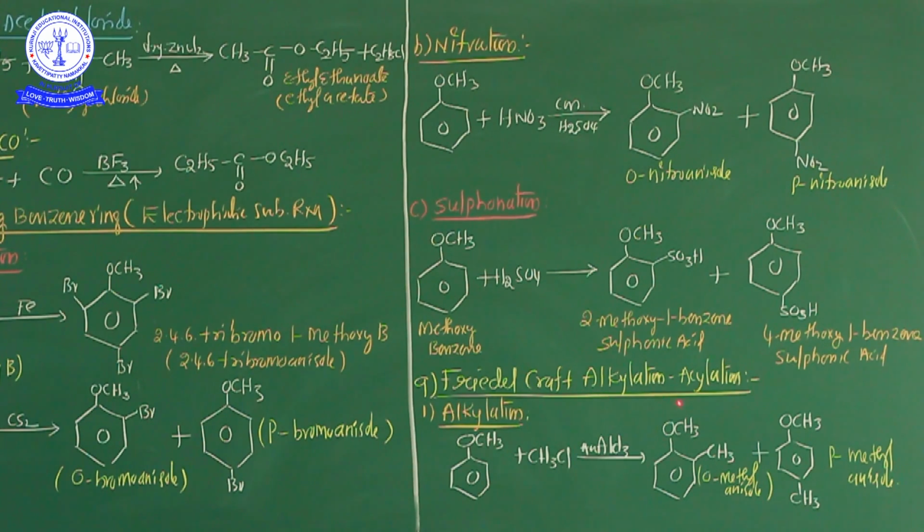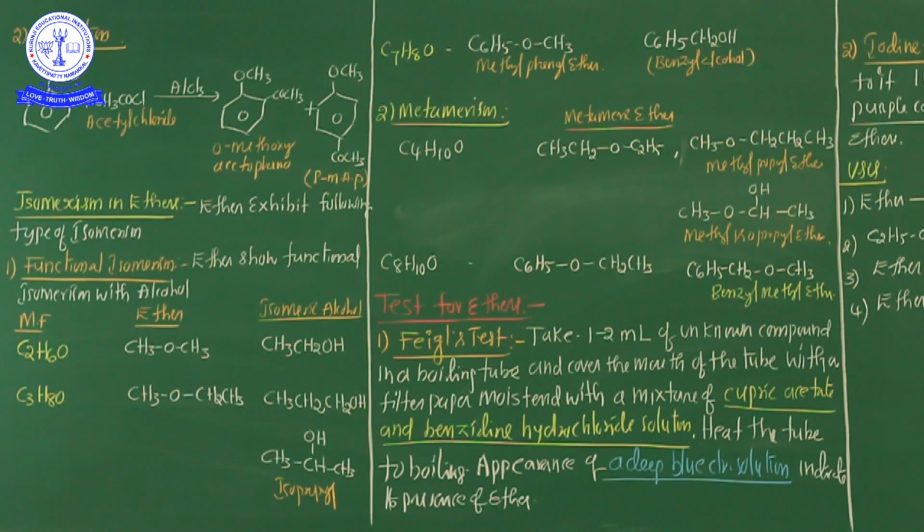After alkylation, the next Friedel-Crafts reaction is acylation. Here also anisole is treated with acetyl chloride, CH3COCl, in the presence of anhydrous AlCl3. Now ortho-methoxy acetophenone is formed, and additionally para-methoxy acetophenone is formed.